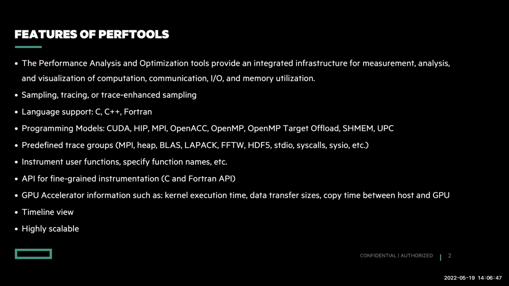In addition, we provide GPU accelerator information, such as kernel execution time, data transfer sizes, and the copy time between the host and the GPU. This is all aggregated similar to our CPU code, where you can look at the profiles, callers, call trees, source and line information, etc. And with our GUI, you can utilize the timeline view to correlate the CPU and GPU activity.